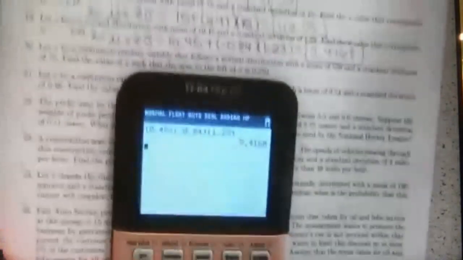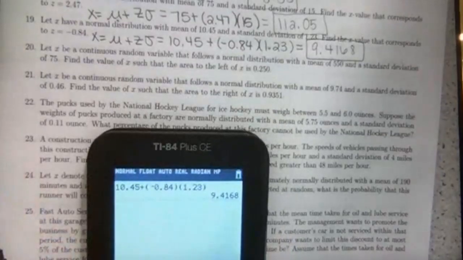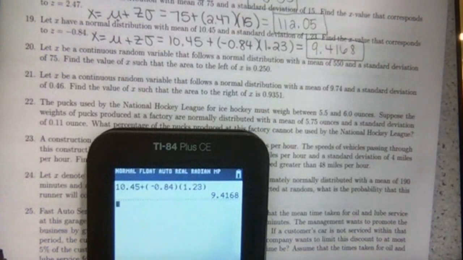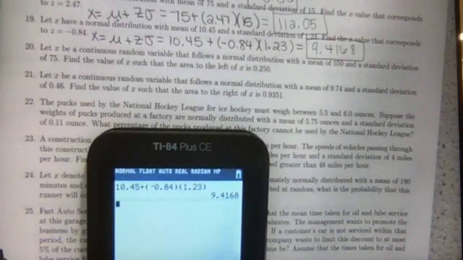So now we're talking about stuff that's not standard. So taking this and kind of putting it together with stuff that we did earlier. So number 20. Let X be a continuous random variable that follows a normal distribution with a mean of 550 and a standard deviation of 75. So now I have a new mean and standard deviation. It's not 0 and 1 anymore. Find the value of X such that the area to the left of X is 0.250.